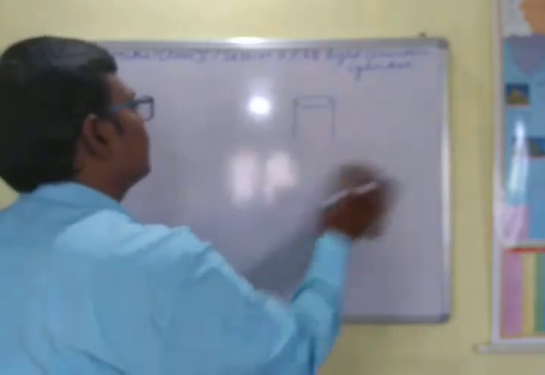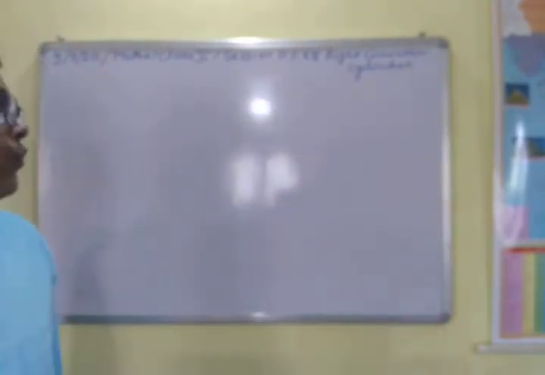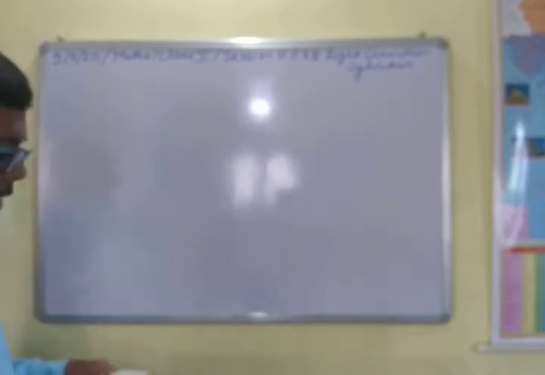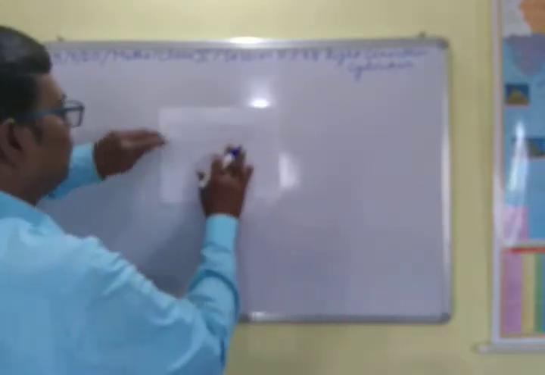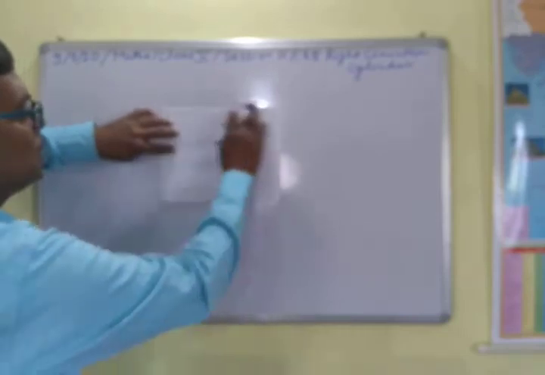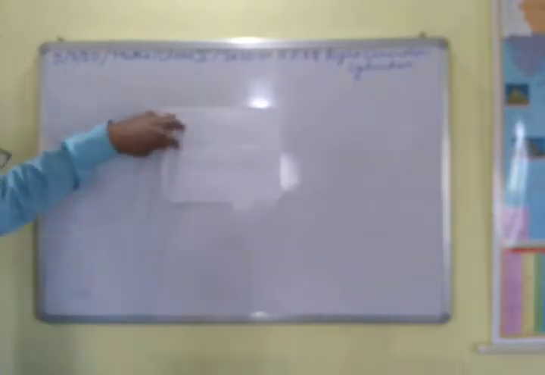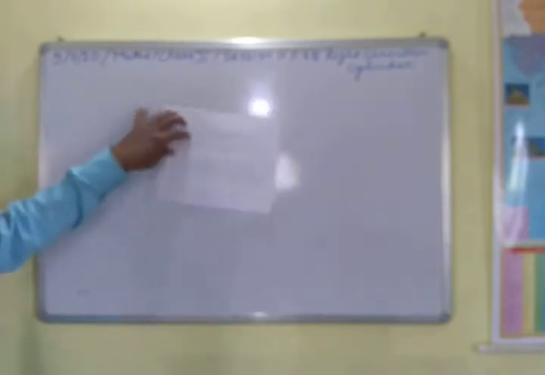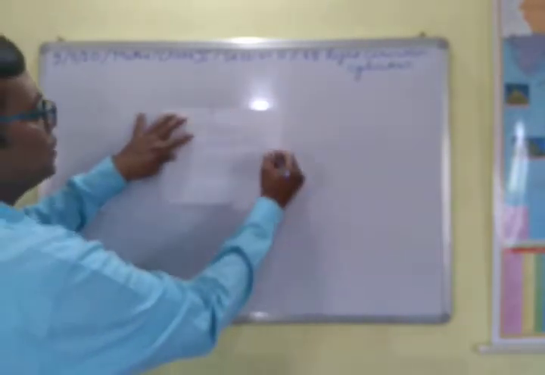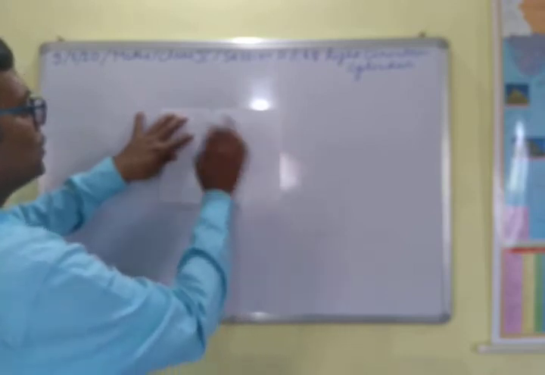So first, what is the curved surface area? Take a sheet of paper. This paper is rectangular. This is the length, and this is the width in this case.